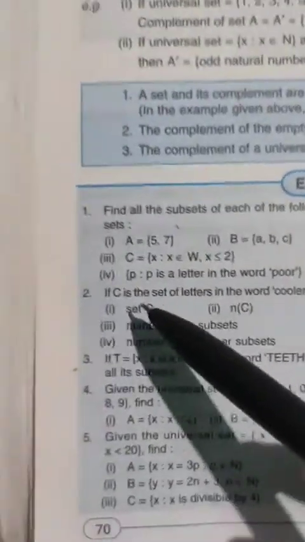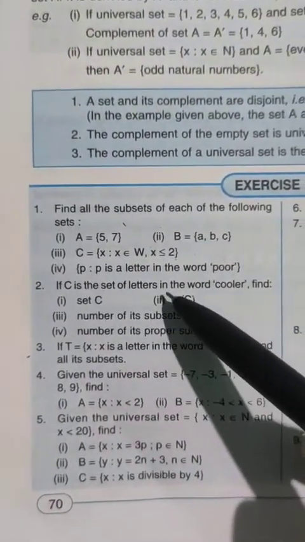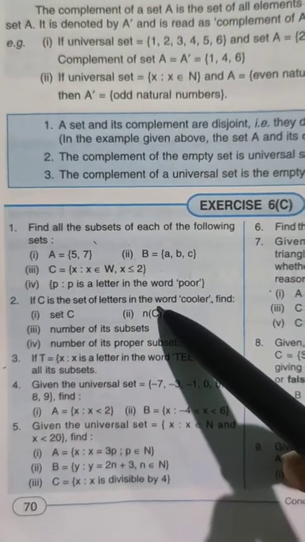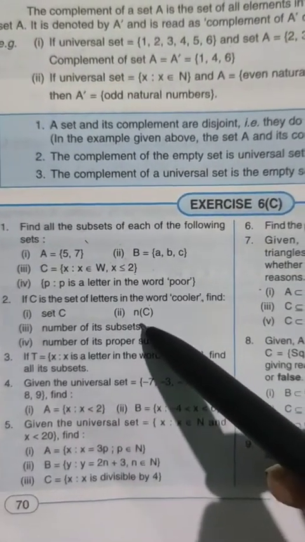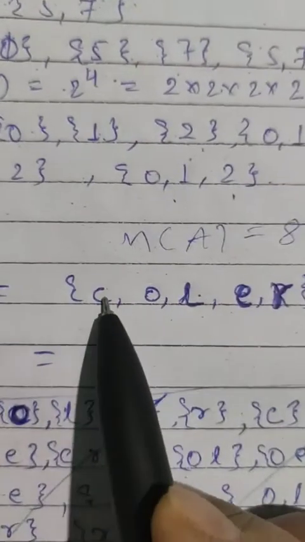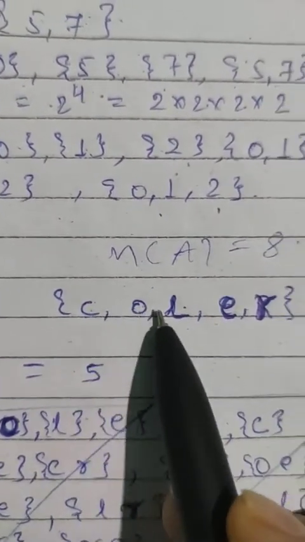Number 2 also you can do. If C is the set of letters in the word cooler, find set C, the number of elements of set C, the number of its subsets and the number of proper subsets. So first of all write set C. Set C you will write from cooler. Don't repeat the letter: C, O, L, E, R.